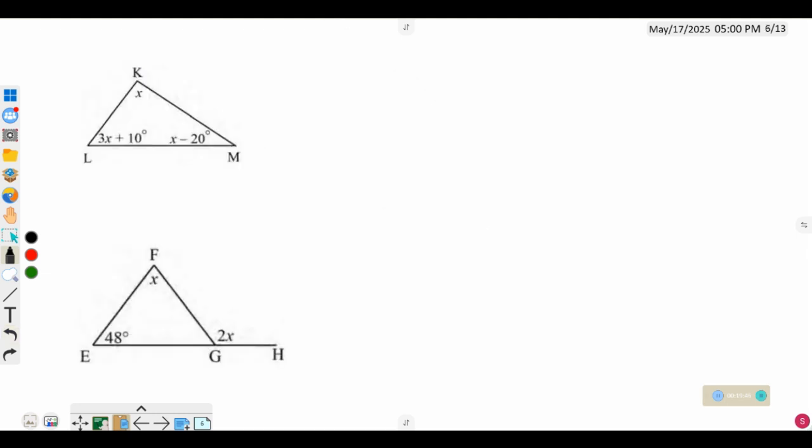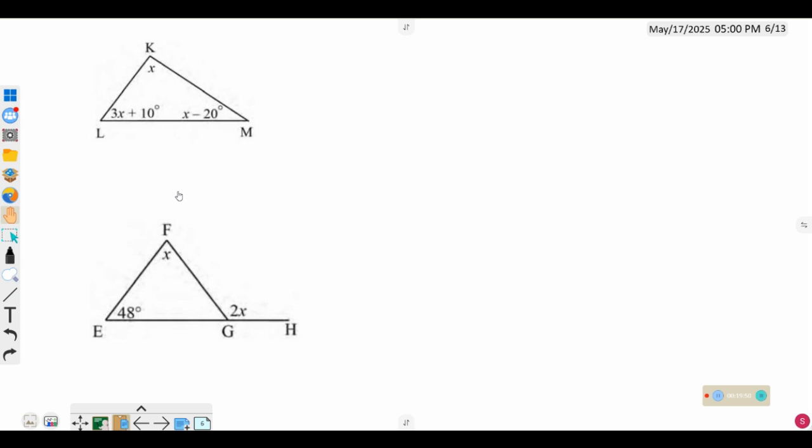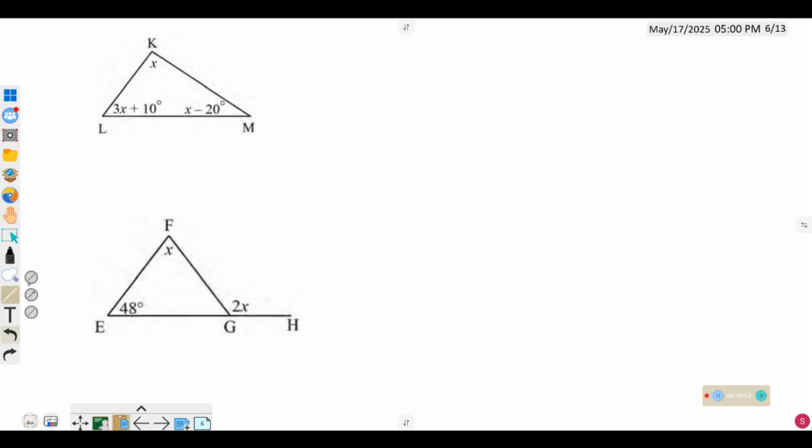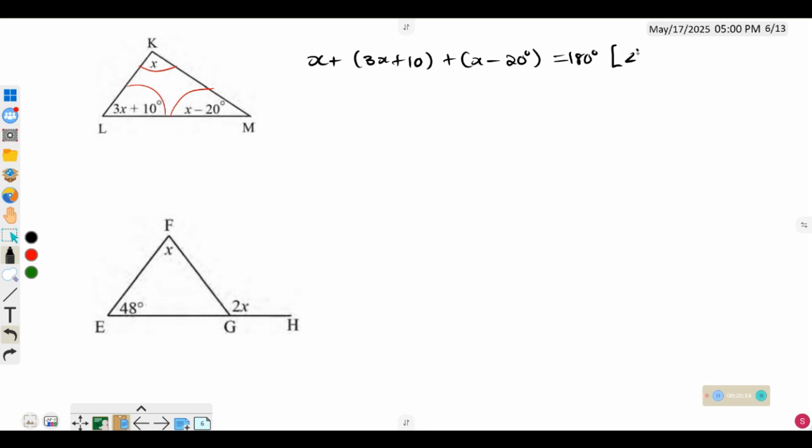And then furthermore, this is just basic stuff, practicing how to use the exterior angle of a triangle. Again, the sum of angles in a triangle will always equate to 180 degrees. So here we are given three angles in terms of x. It's this one, it's that one, and that one. So if you add x plus the second one, which is 3x plus 10, plus the third one, which is x minus 20 degrees, should give you 180 degrees. And this is angles in a triangle, right?